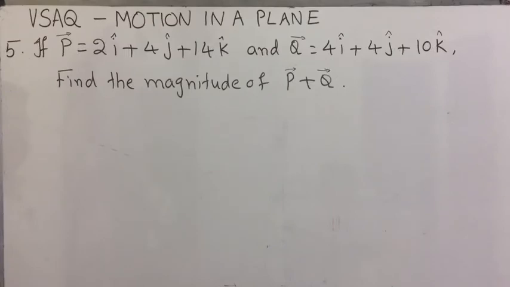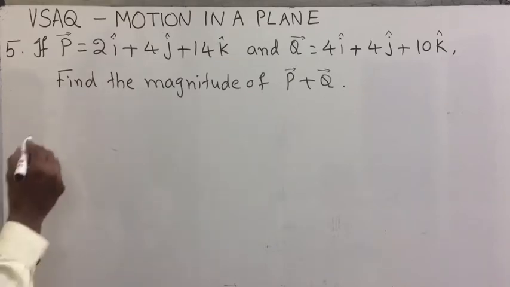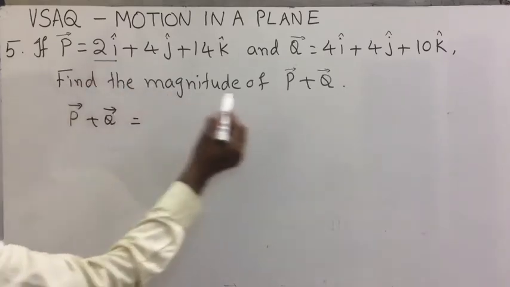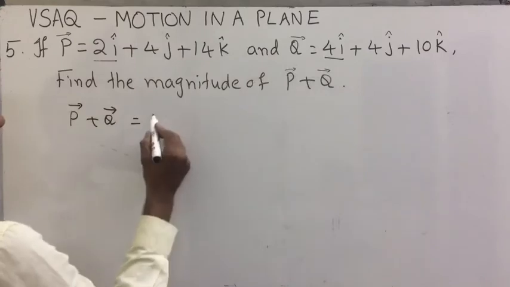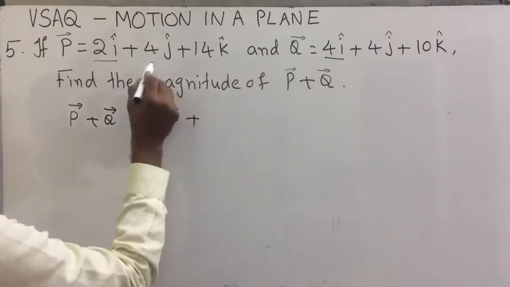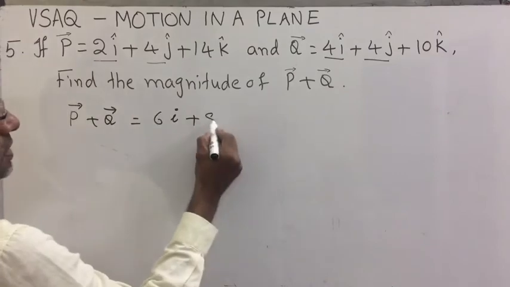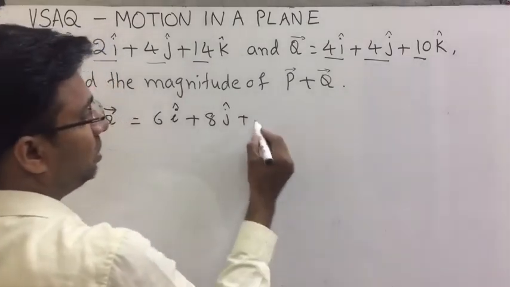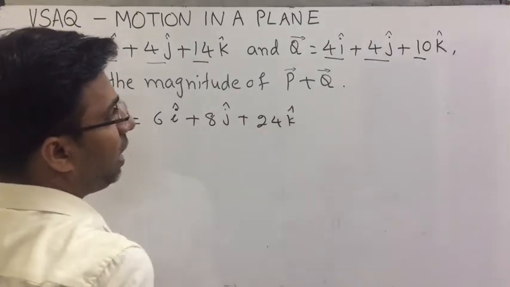Next question. If P equals 2i plus 4j plus 14k and Q is equal to 4i plus 4j plus 10k, find the magnitude of P plus Q. In such questions, first of all, we have to find the value of P plus Q, and then find its magnitude. So P plus Q: 2i and 4i, 2 plus 4, 6i. Then 4j and 4j is 8j. And then 14 and 10 gives 24k. In this manner we add first.